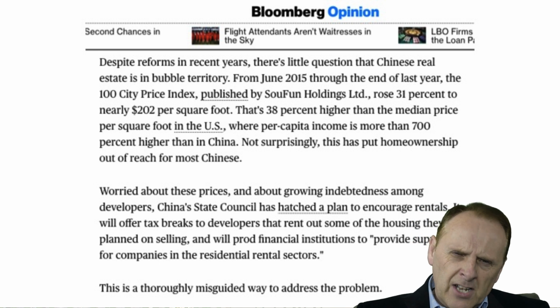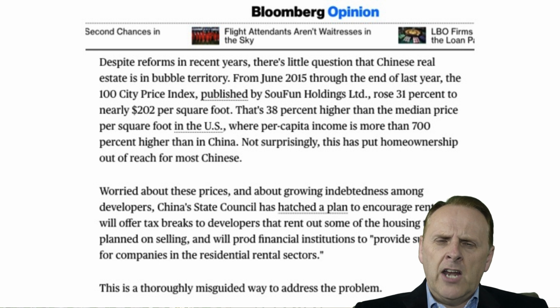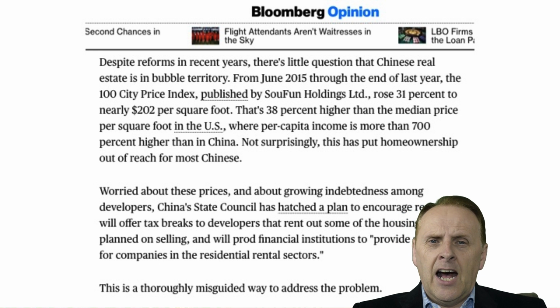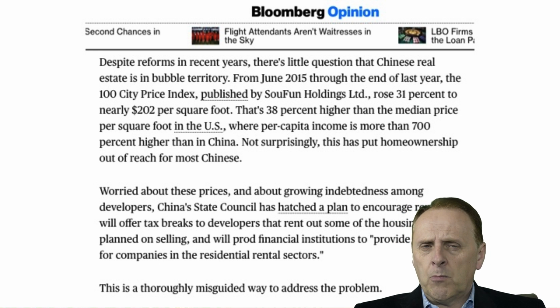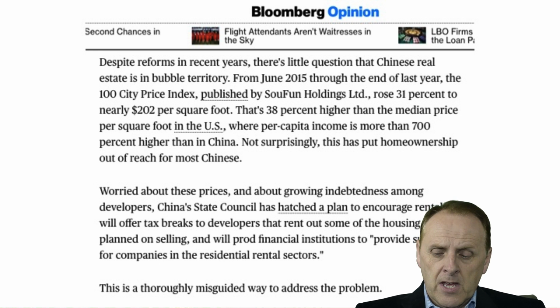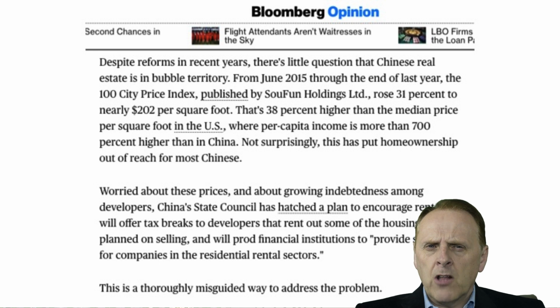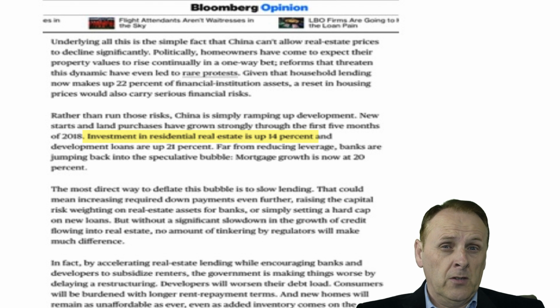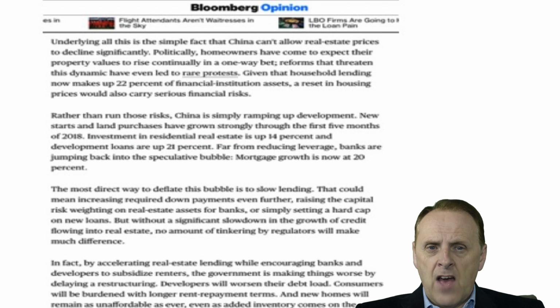And to give an illustration of how the Chinese government is saying one thing with one hand, but doing another thing with the other hand, it is actually stoking this bubble, which Bloomberg has discussed. Basically, as of the first 5 months of 2018, investment in real estate is up 14%. Okay, and this is with so-called cooling by the government. And development loans are up 21%. This is in the first 5 months of 2018.